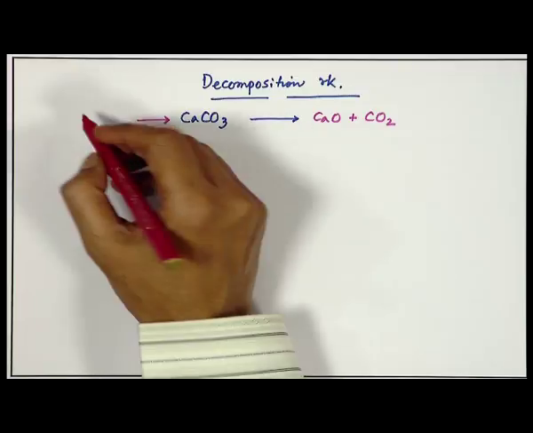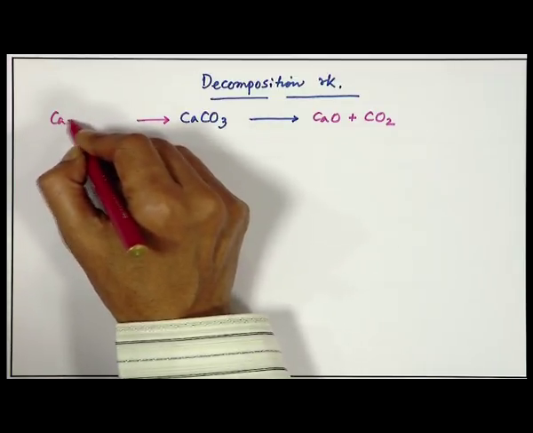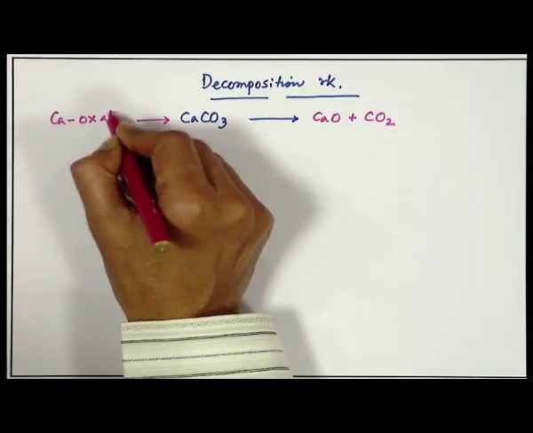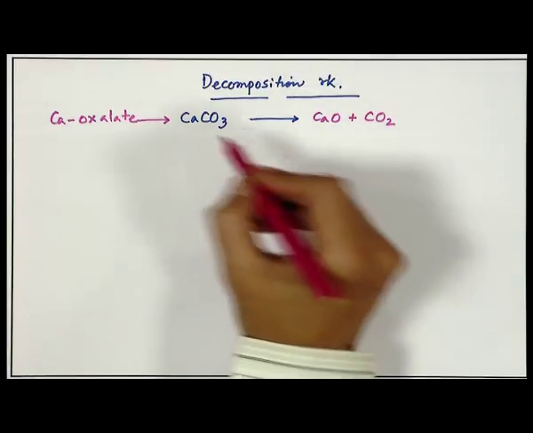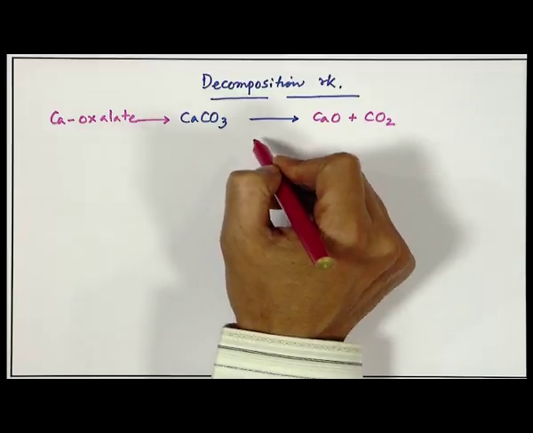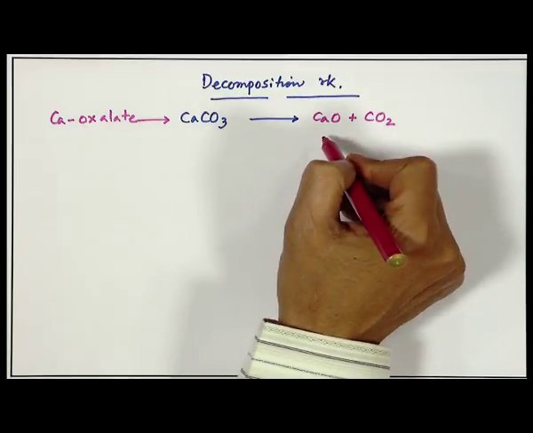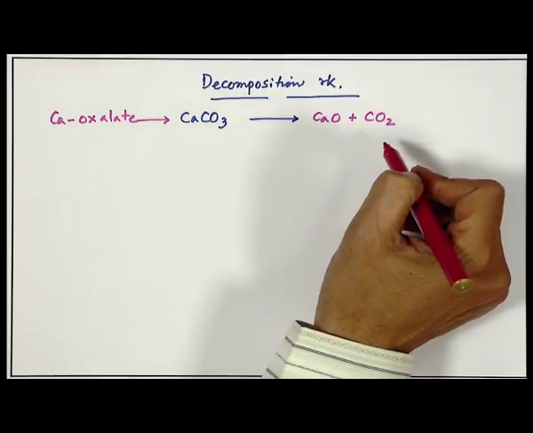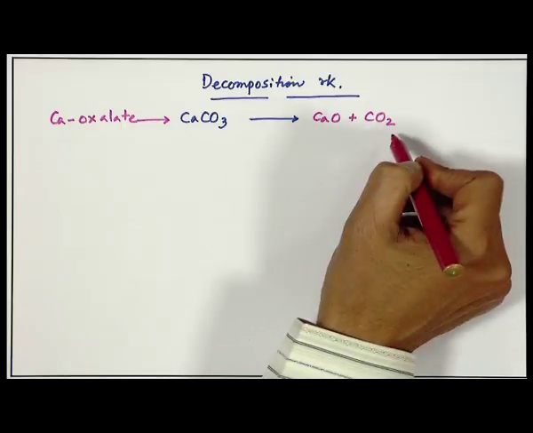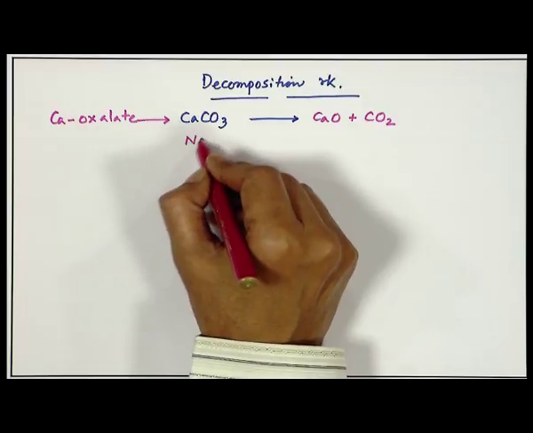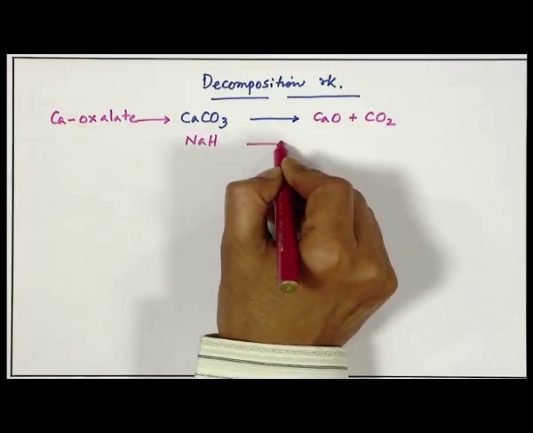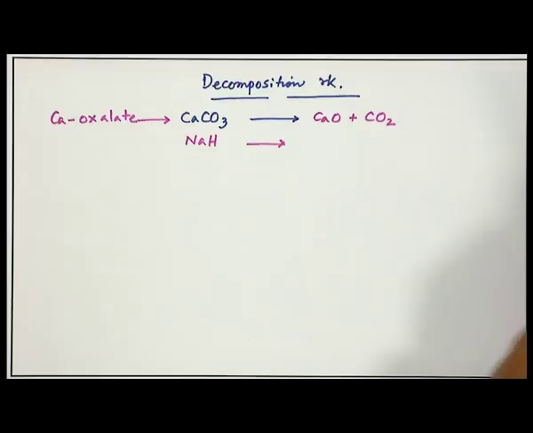because we can also obtain it from calcium oxalate, because oxalate ions are very good ligands which can bind nicely to these calcium centers. So, that can be oxidized to calcium oxide and carbon dioxide. So, what about the decomposition reaction of sodium hydride?